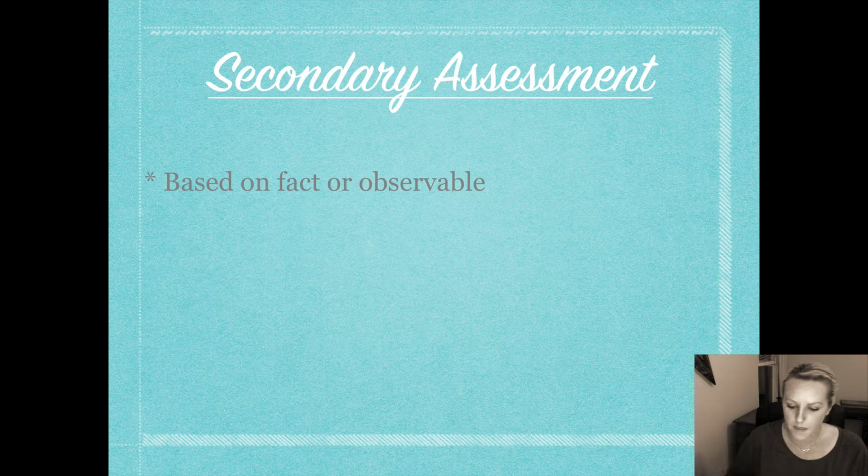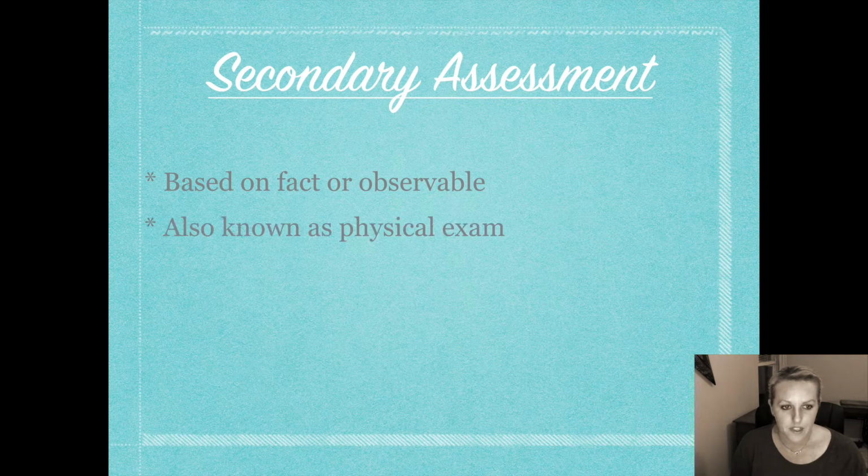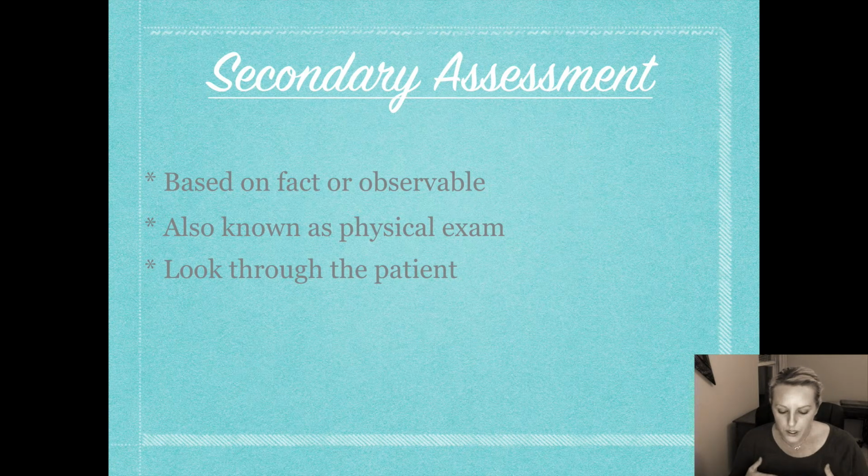So our secondary assessment, everything is based on facts or what we can see. This is also known as the physical exam. So when we do this, we really need to look through the patient. If you're looking at their chest, you need to look at their heart, their lungs. If you're looking at their abdomen, you need to know what's in the right upper quadrant compared to the left upper quadrant.